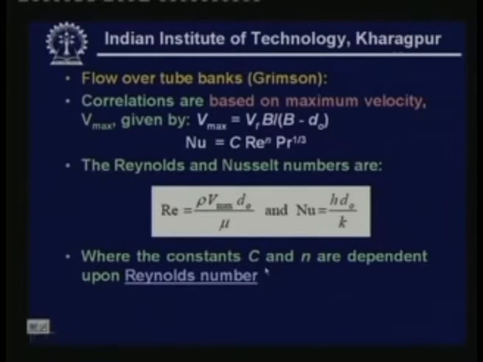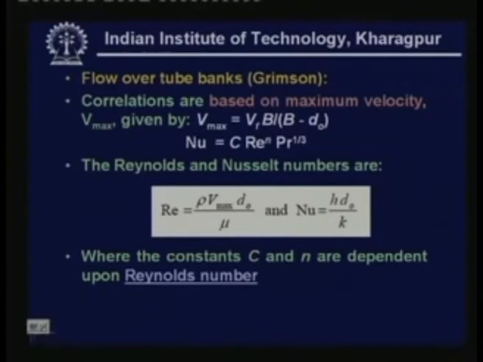Now let us look at flow over tube banks. For flow over tube banks, Grimison has proposed a correlation, and the correlations are based on the maximum velocity V max. V max is where the area is minimum. V max is nothing but V_f into B divided by B minus D naught, where V_f is the face velocity, B, as you have seen, is the center to center distance between tubes in a particular row, and D naught is the outer diameter of the tube.